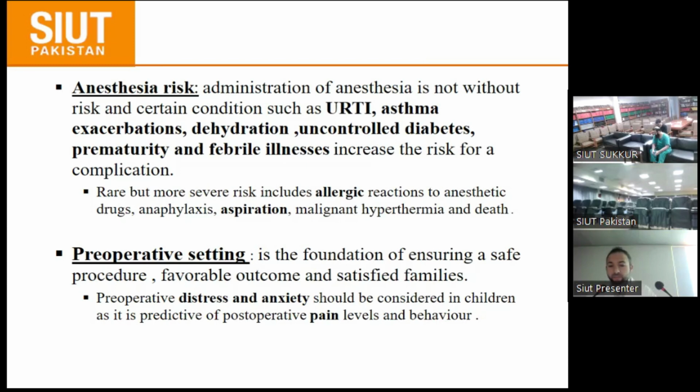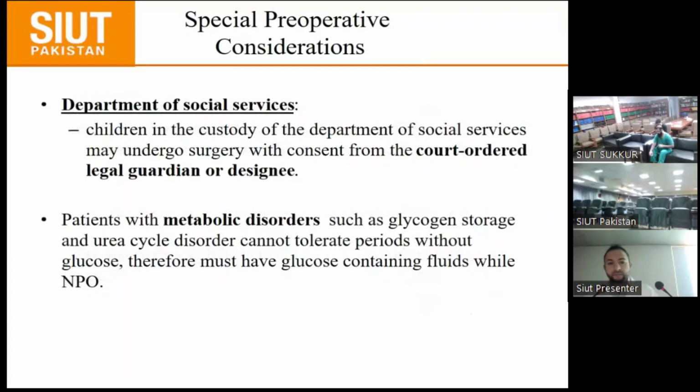Preoperative setting is the foundation to ensuring a safe procedure, favorable outcome, and satisfied families. Preoperative distress and anxiety should be considered in children. It is predictive of post-operative pain level and behavior. In special consideration, children in the custody of the Department of Social Service may undergo surgery with consent from court order, legal guardian, and designee.